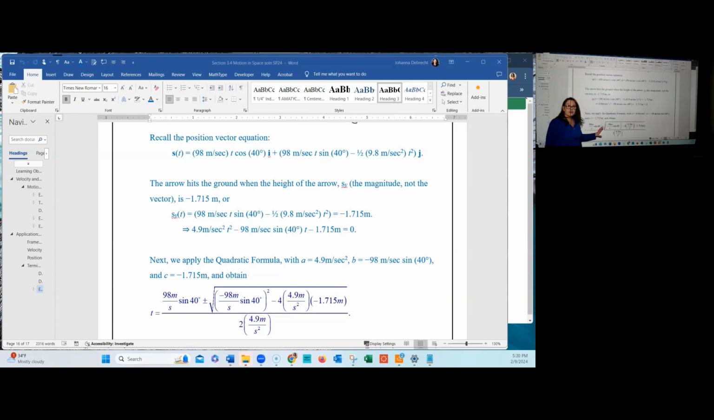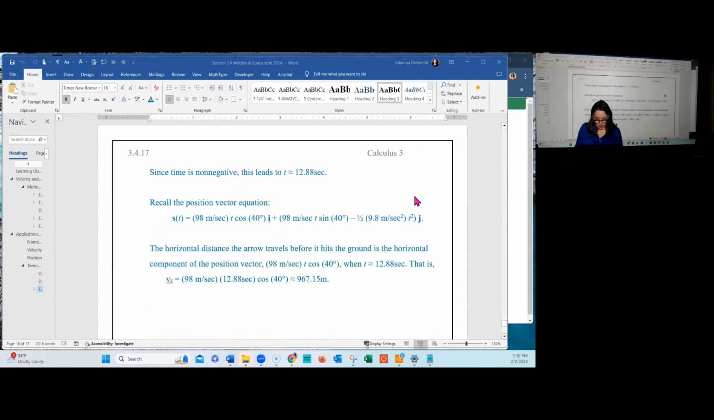But when you work it out, you're going to get two possible t values, one with the plus, one with the minus. The one with the subtraction sign is going to end up being completely negative. And that doesn't make sense in this application problem since t represents time. So we can ignore the negative root and take only the positive root. So if we move on in the lecture notes to the last page, you'll see that the positive root leads to about 12.88 seconds or about 12.9 seconds.